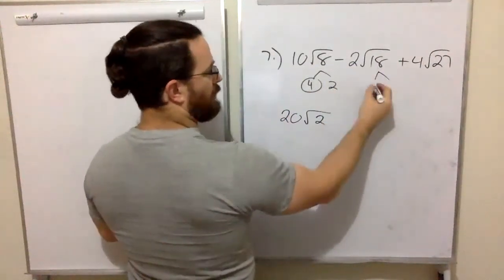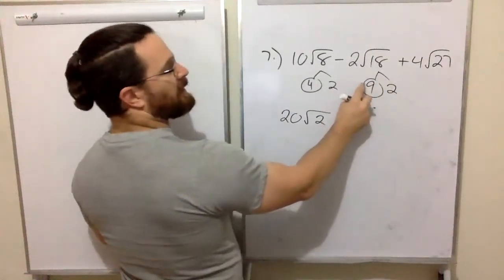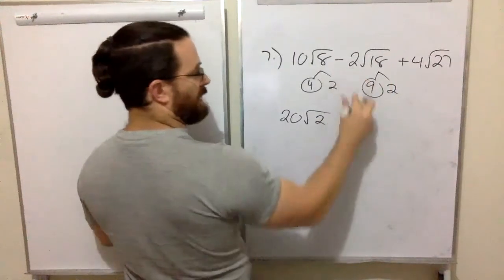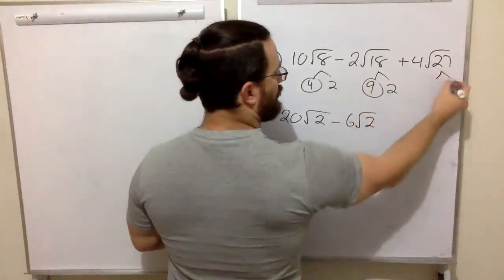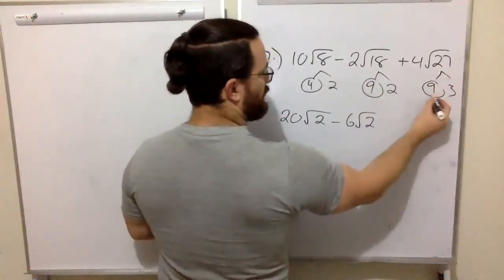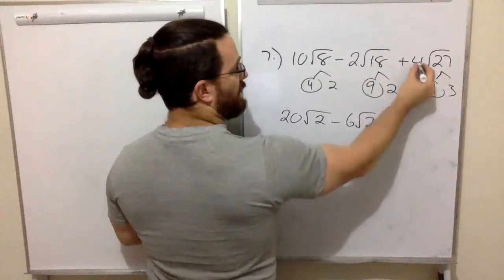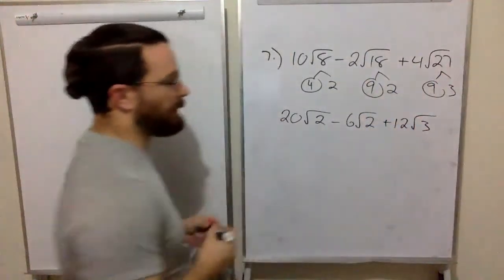This, my perfect square, will be 9. So 9 times 2. That guy comes out as a 3. 3 times 2 makes 6. And then here, my perfect square is 9. This is 9 times 3. This comes out as a 3, multiplies with this to make 12. And I'm left with a 3.